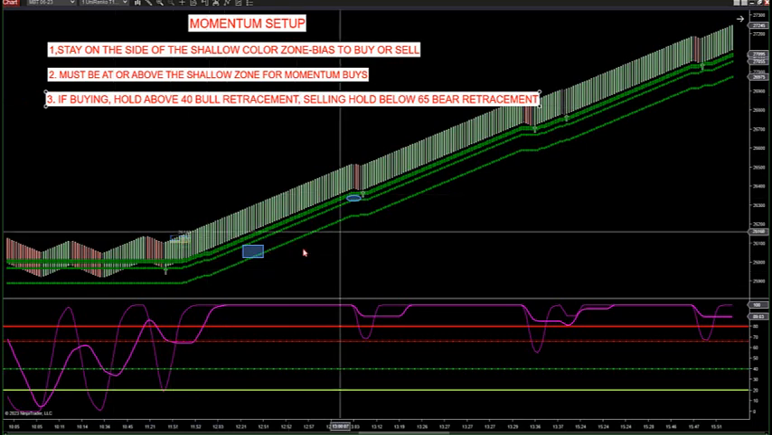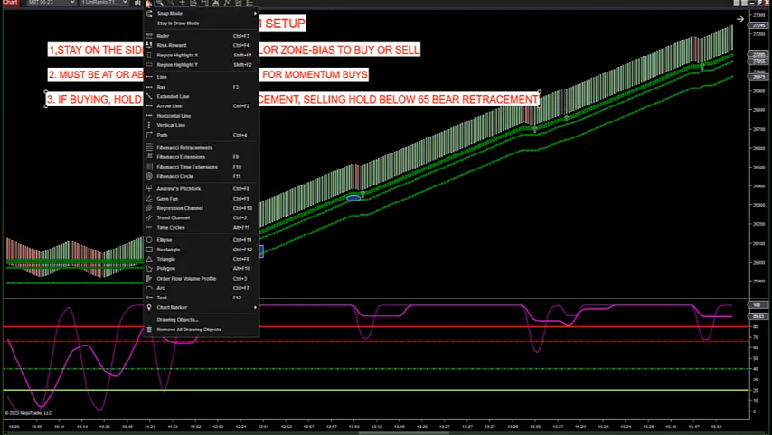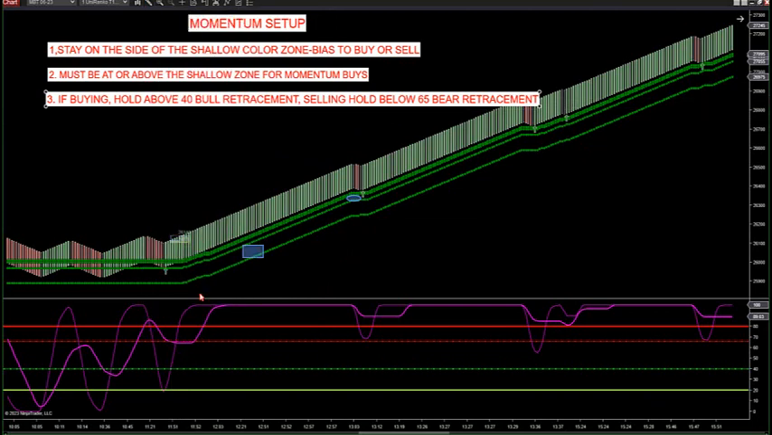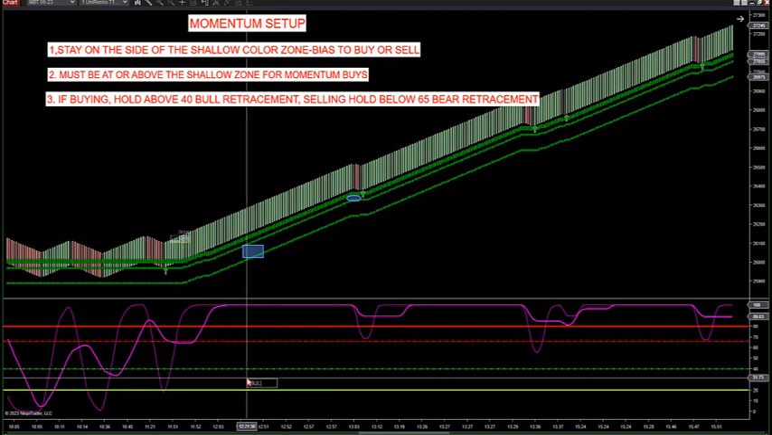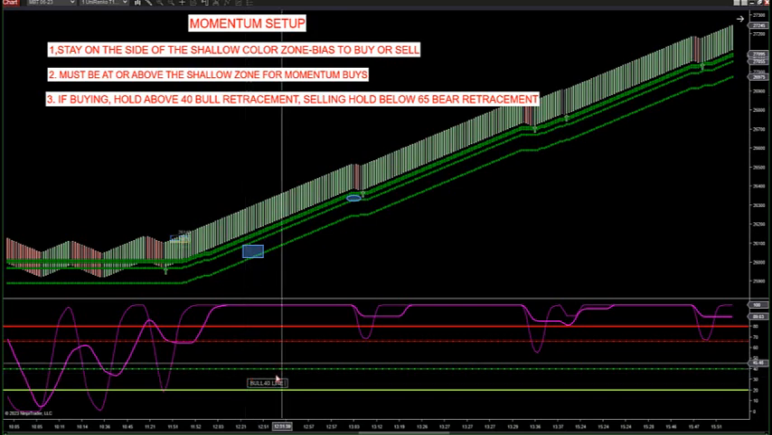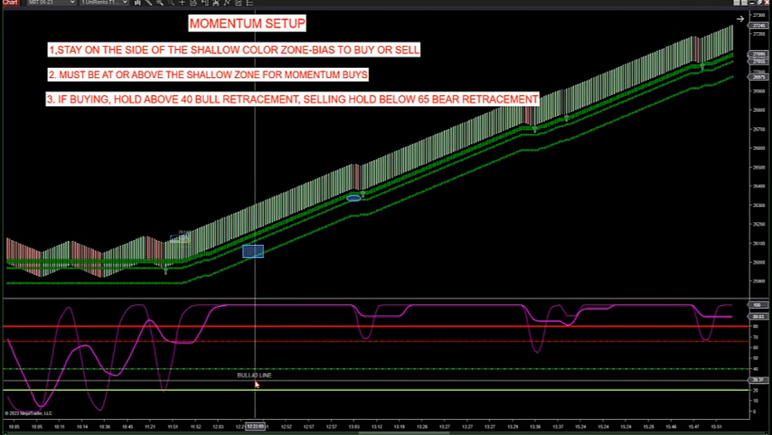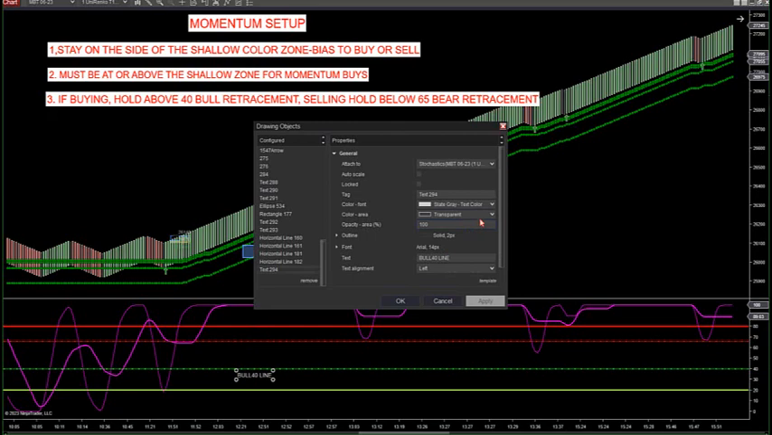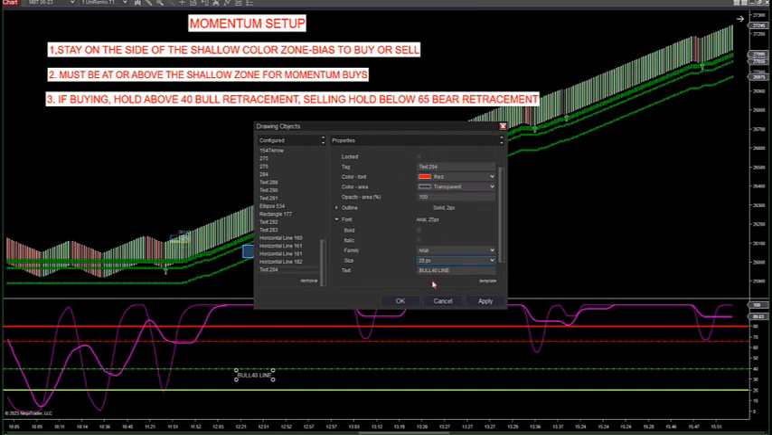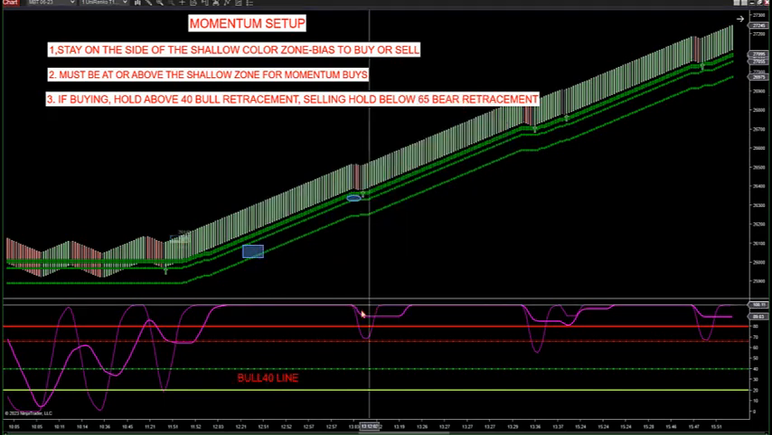And three, if buying, which we are, it's green, so the bias is up. We want to hold above 40 bull down here. So we want to hold above the 40 line, the 40 bull line, which would be the green line down at this level on a retracement. And then we want to hold below the bear sell line of 65 if we're in a downtrend and we're in red zones. As price retraces, I'm going to show you how we can time this.